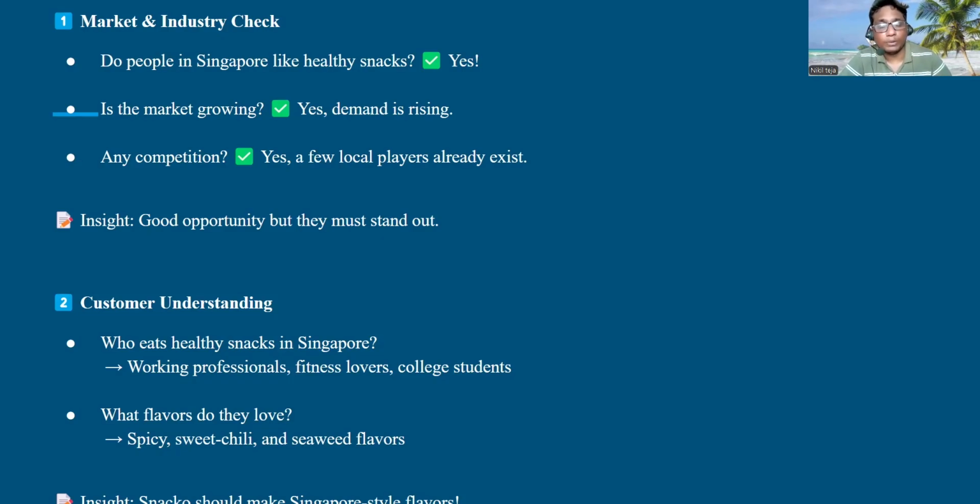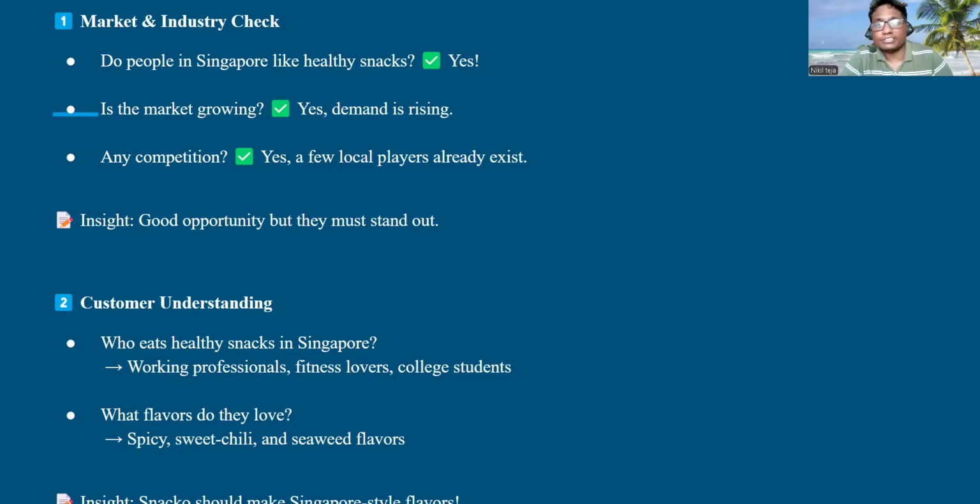First point, do people in Singapore like healthy snacks? The finding is yes. We will be doing some research on whether people in Singapore like healthy snacks or not. After that, we will get some insights and findings. So the answer is yes, people in Singapore like healthy snacks. Next, is the market growing? Is the market for healthy snacks growing in Singapore? We will check that, and the answer is yes. Demand is rising. So we are sure of these two things.